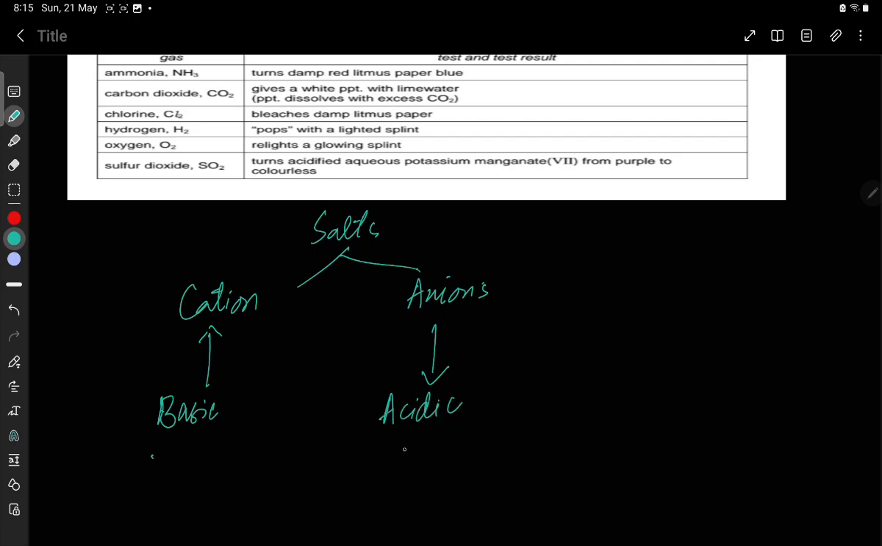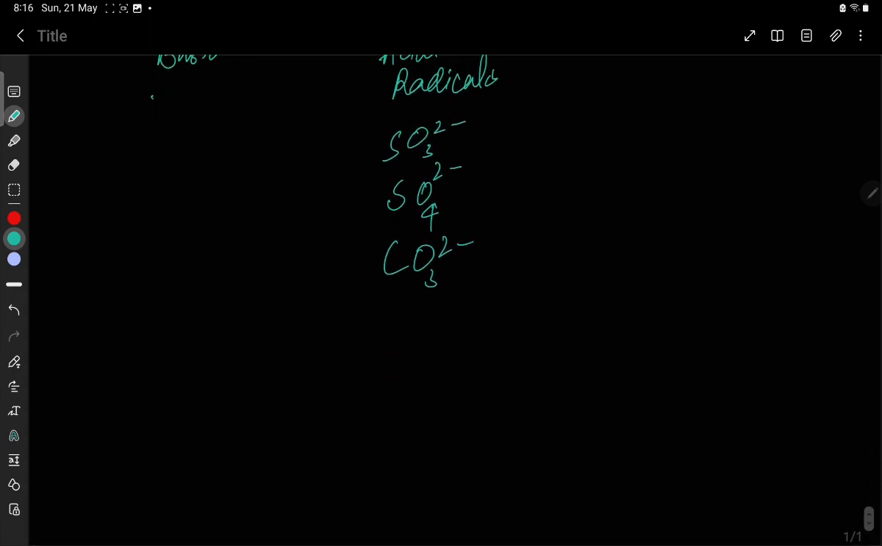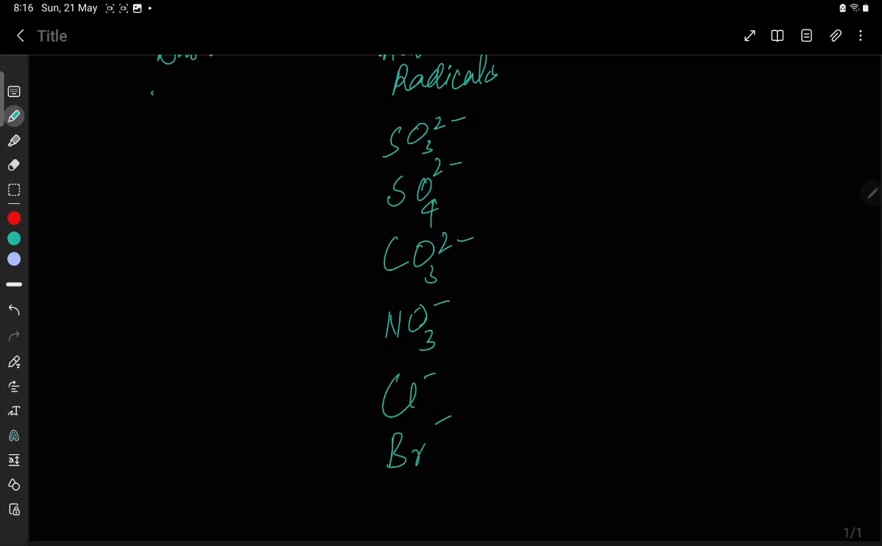These are the acid radicals. And you know that common anions are sulfate, carbonate, sulfite as well, nitrate, chloride, bromide, iodide.